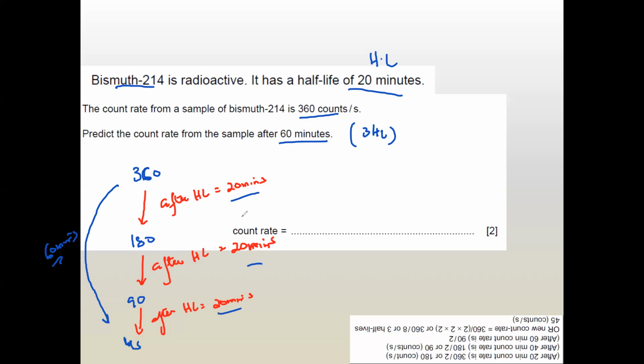So after 3 half-lives or after 60 minutes, the original sample was emitting out or giving out 360 radiations per second, but now it will only give 45 counts per second.